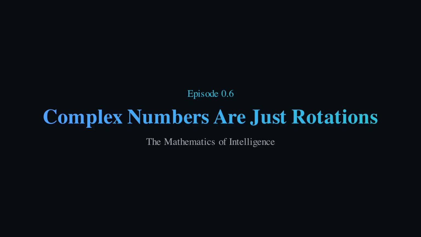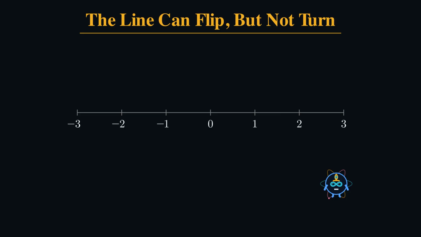Today, complex numbers are just rotations. Start on the number line. Multiplying by -1 flips this arrow to point the other way. A half turn. But what is half of a flip? A quarter turn. The arrow would lift off the line, and the line has nowhere for it to go. We need a second dimension.